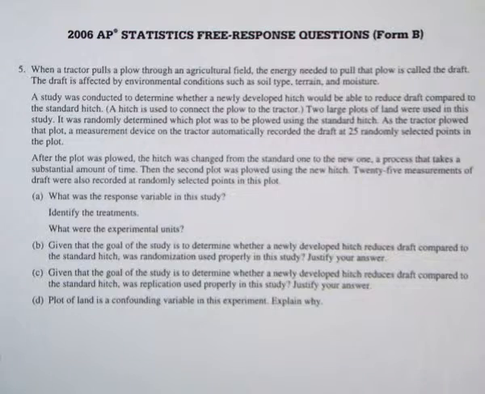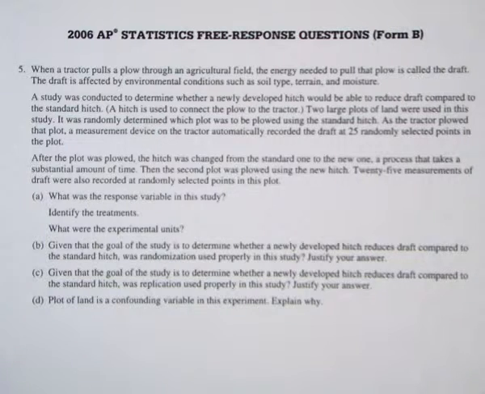Okay, so after the plot was plowed, the hitch was changed from the standard one to the new one in a process that takes a substantial amount of time. Then the second plot was plowed using the new hitch. So 25 measurements of draft were also recorded at randomly selected points in this plot.